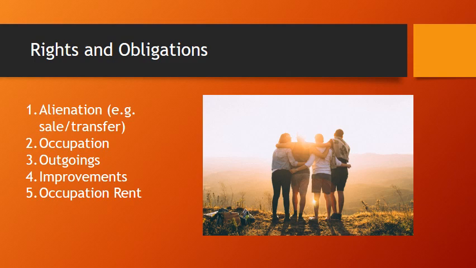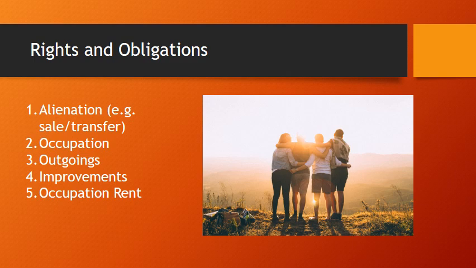Then we're going to talk about the right to occupy the property, that is, to possession of a property which is owned by two or more people. We'll talk about outgoings, so things that might be incurred for the use of the property, for example, rates, water rates, electricity, if it's a commercial building, or other bills for the upkeep of the property. You can think of lots of different outgoings, basically, expenses that the co-owners have.